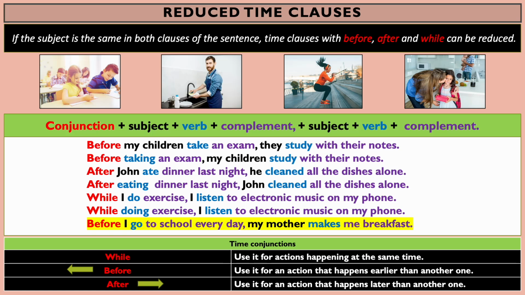Remember, the reduction is basically you have to delete the subject from the first part of the sentence, and the verb is going to be conjugated in the gerund form. If the subjects are not the same, remember, we cannot do the reduction. If the subjects are not the same in the two parts of the sentence, we cannot do the reduction.